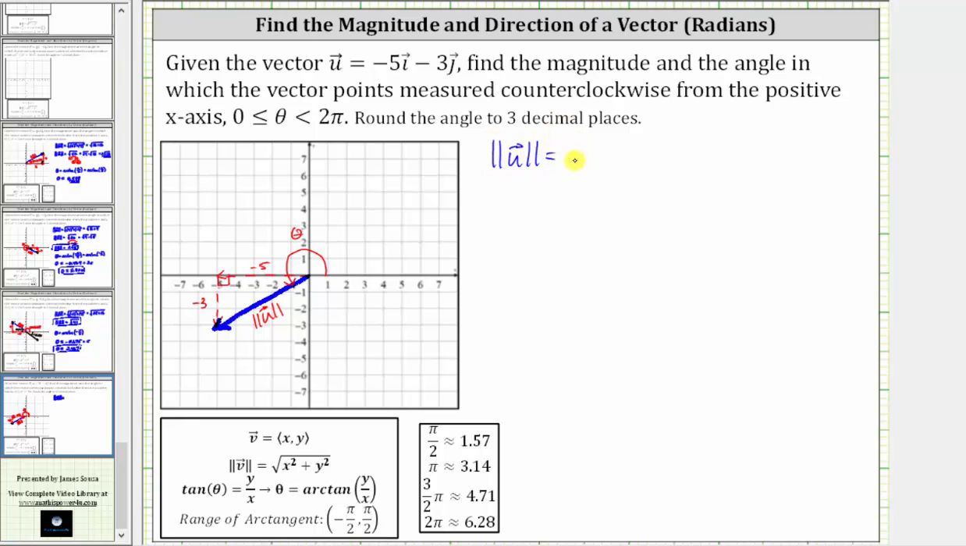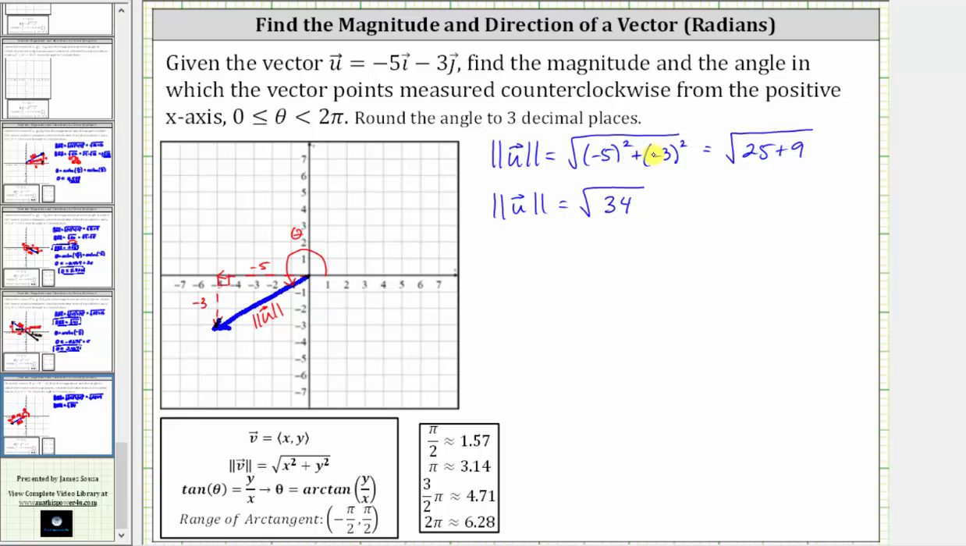which again is equal to the square root of the quantity x squared plus y squared, which in our case is equal to the square root of the quantity the square of negative 5 plus the square of negative 3. Simplifying, we have the square root of the quantity 25 plus 9. The magnitude of vector u is equal to the square root of 25 plus 9, which is the square root of 34.